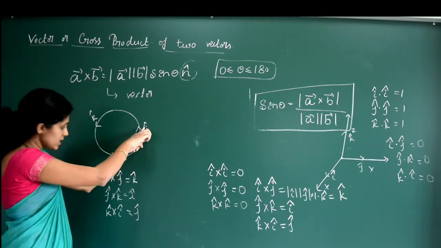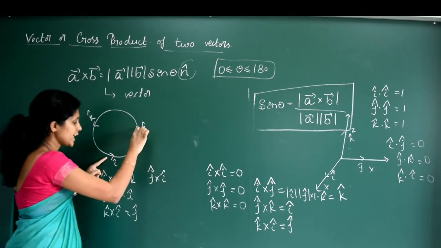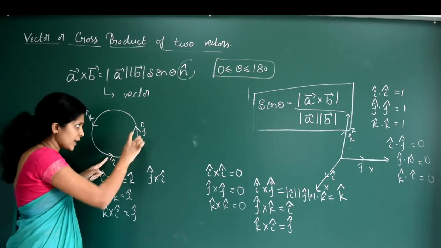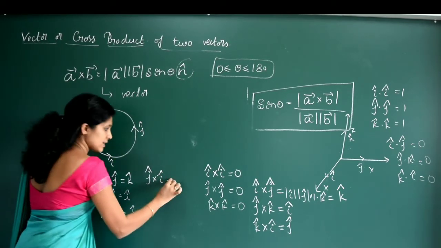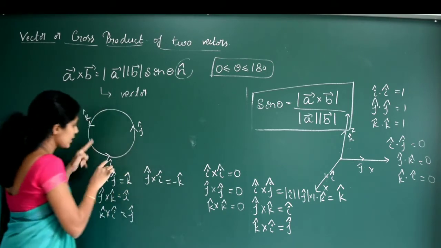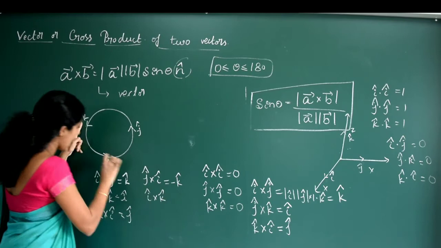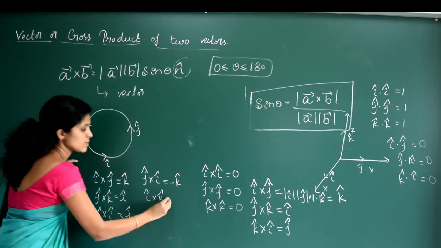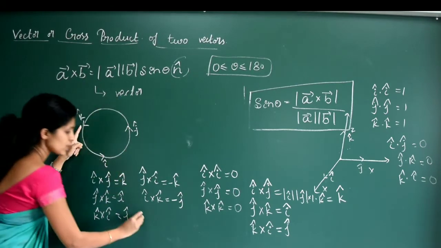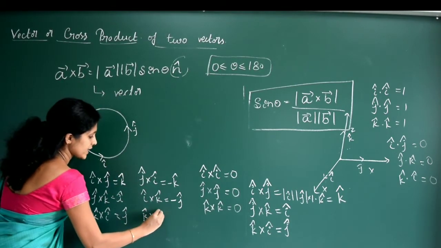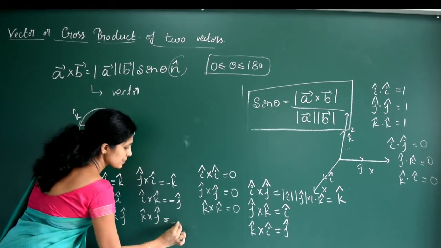Now if I want to find j cap cross i cap, j to i, it is in the opposite direction, right? So j to i will be equal to minus k because it is in the opposite direction. Is it clear? Minus k cap. If I want to find i cap cross k cap, i to k, again it is in the opposite direction, so this will be equal to minus j cap. Next, what is remaining? k to j. So k cap cross j cap, k to j, again it is in the opposite direction. So it will be equal to minus i cap.